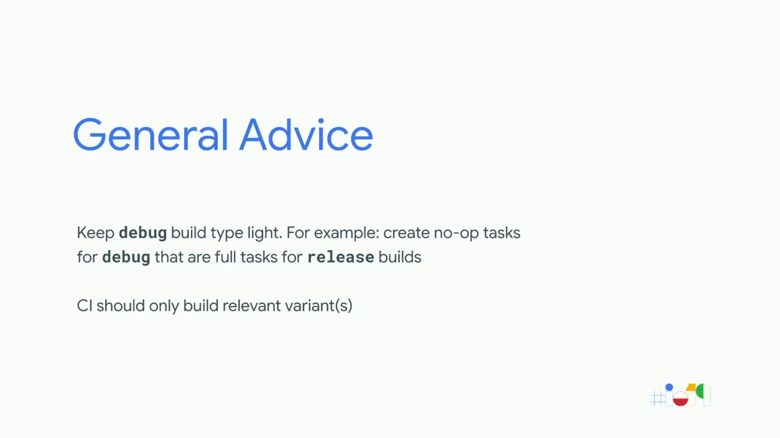Another advice is try to see what you can do in release, but not do it in debug, right? You have those build types by default. We see a lot of people doing way too much in debug that they don't need to do. Don't do it. And on CI, make sure that you only build whatever you actually need. We see people calling assemble, and that builds way more than they need.